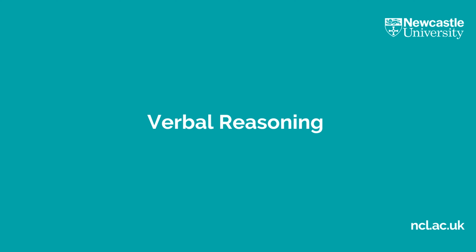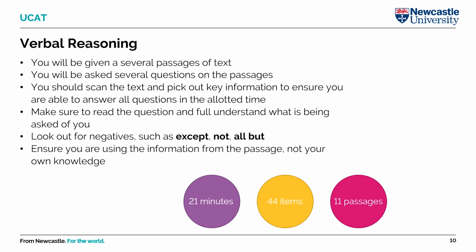So the first section of the test that we come to is verbal reasoning. Now, verbal reasoning is probably one of the sections of the test that you'll feel most comfortable with, the way that they ask the questions within the UCAT tests. It's essentially like a comprehension test you would get in English at school. So you're given a passage of text and then you're asked questions based on those passages.